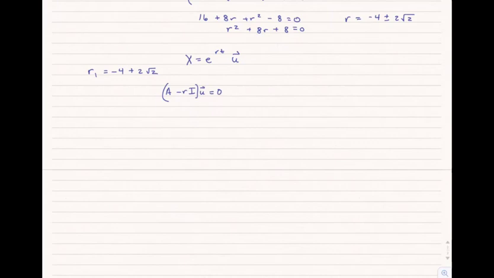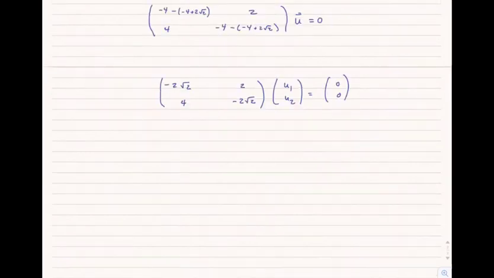This A minus rI, what it's always going to be is my original values of A, in which case I had -4, 4, 2, and -4. And I'm subtracting from that main diagonal my r. And in this case, it's -4 plus 2 square root of 2, and it'll end up looking like this. So let's go ahead and clean this up a little bit, and this is what I get. This time I'm writing out my vector u as u1, u2, and my 0, and I should have always been having a little vector symbol above that, as 0, 0.